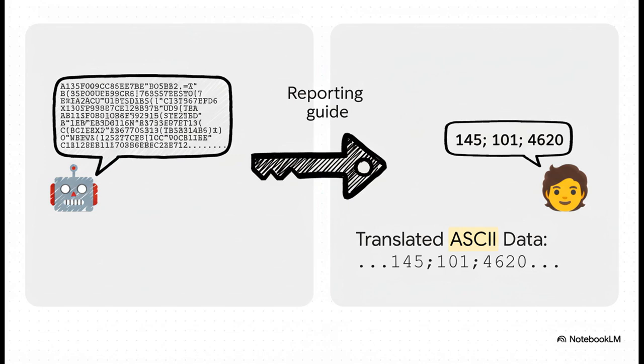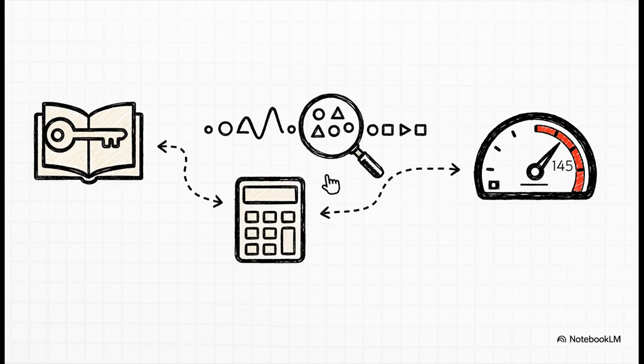Up top, you have the raw machine code, just a long, intimidating string of text. But with the right key, the reporting guide, it gets translated into the clear, human-readable data you see on the bottom. And suddenly, meaningful values like 145, 101, and 4620 just emerge from all that noise. The reporting guide is our decoder ring for this whole process. It's what tells our system exactly what each piece of data means and where to find it.